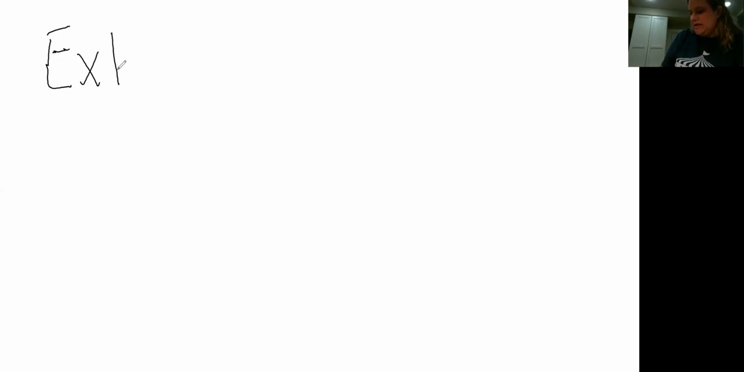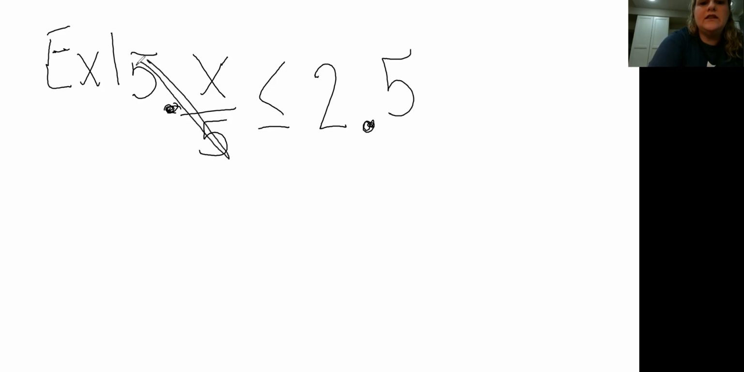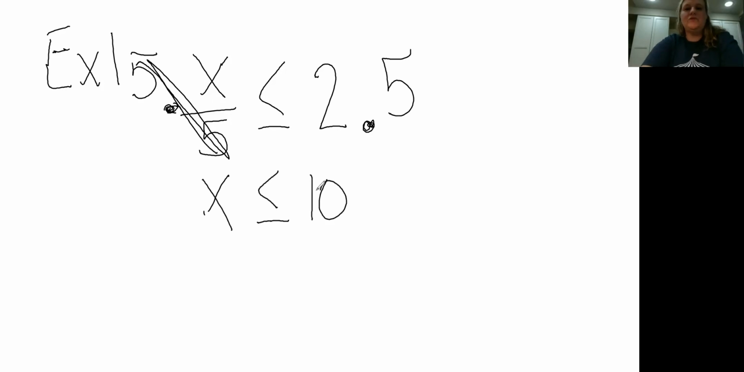Example 1 on page 340, it says x over 5 is less than or equal to 2. So just like when we did equations, we see that this x over 5 means x divided by 5. So the opposite of a division problem is multiplication. So we're going to multiply both sides of this inequality by 5. So if we come over here and we do times 5, these now cancel out, leaving just x is less than or equal to 10. 2 times 5 is 10.